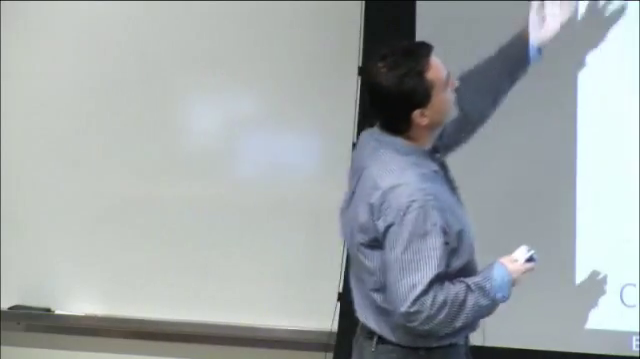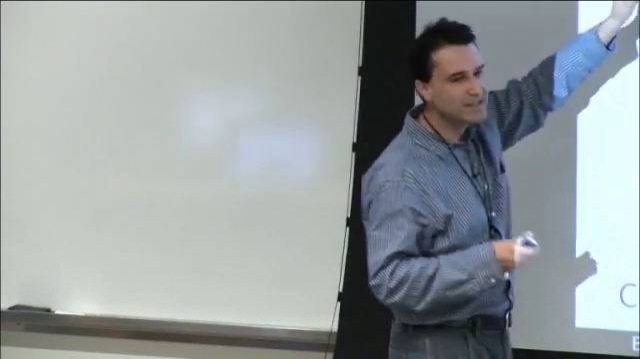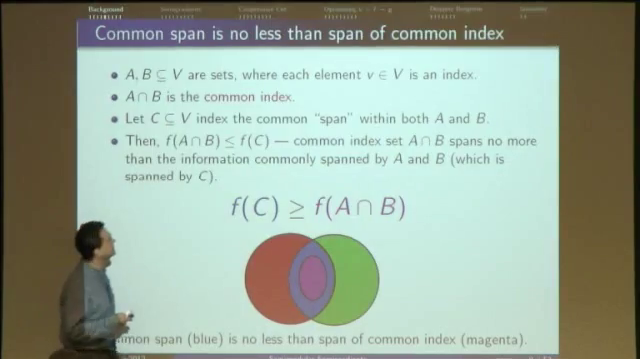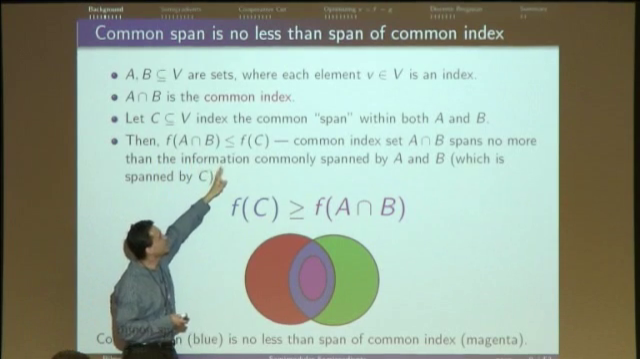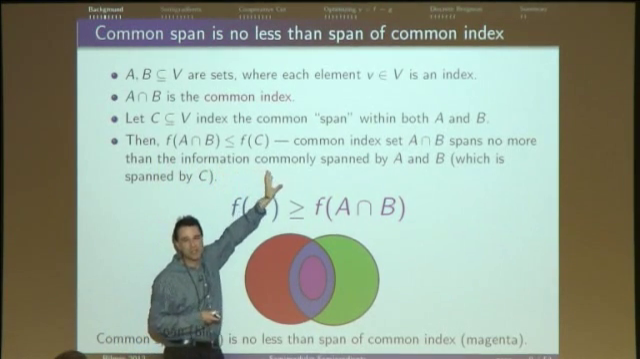And let's say that there exists some set C, which has the common value or the common information that exists within both A and B. So it's the difference between common index and common value. Now C is the common value and A intersect B is the common index. So basically, for any sort of information function or value function, intuitively at least, the information in the common index can't be greater than the information in the common value.